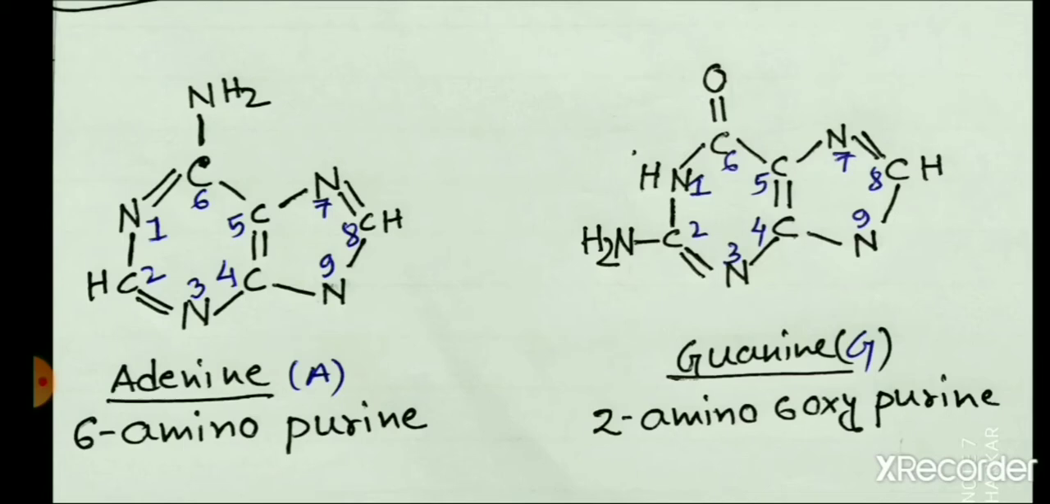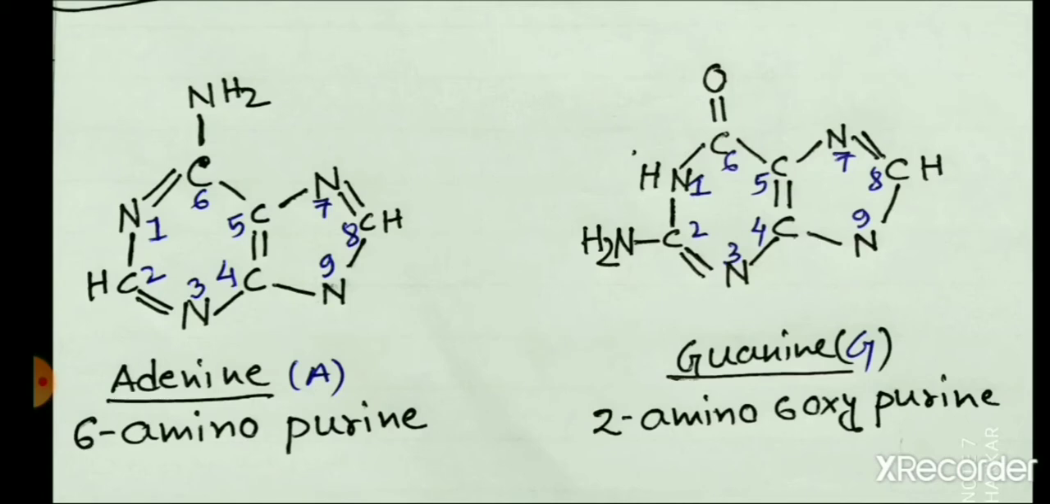In guanine there is an oxygen atom present in the 6th position, and in the 2 position there is an amino group present. So it is called 2-amino-6-oxypurine, because in the 6th position there is an oxygen, and in the 2 position there is an amino group present. So this is the IUPAC name of the purines that are present in DNA.